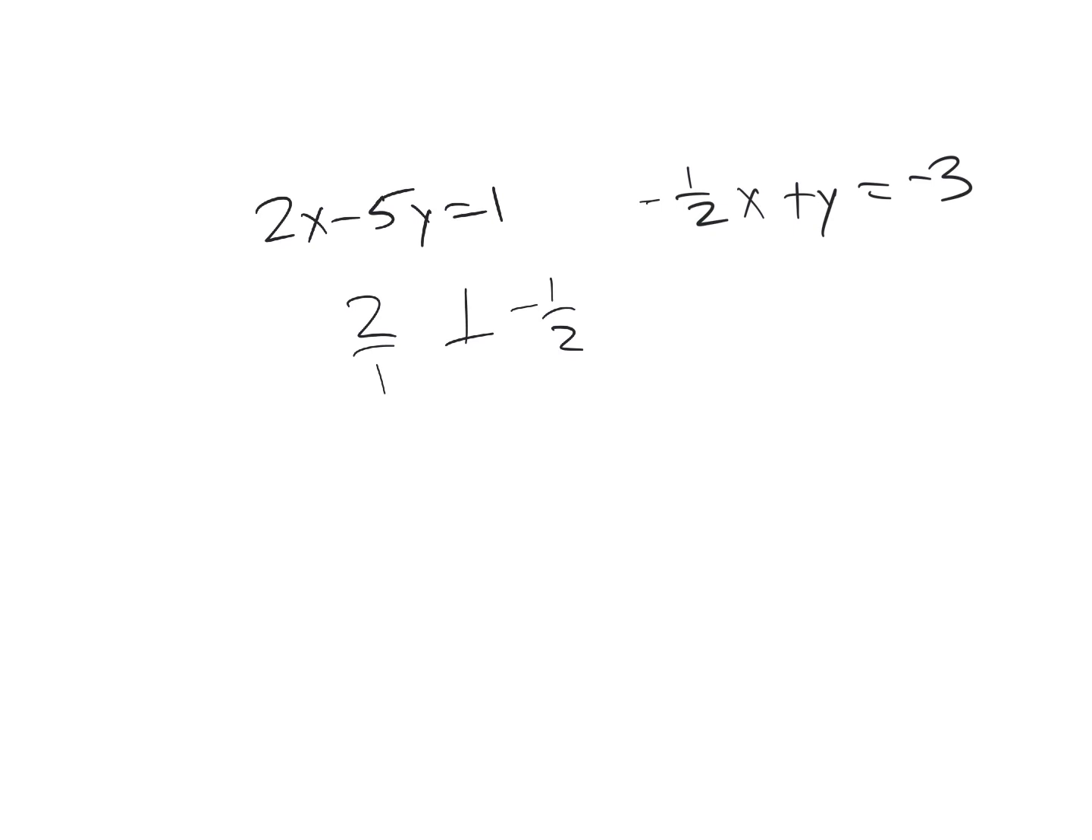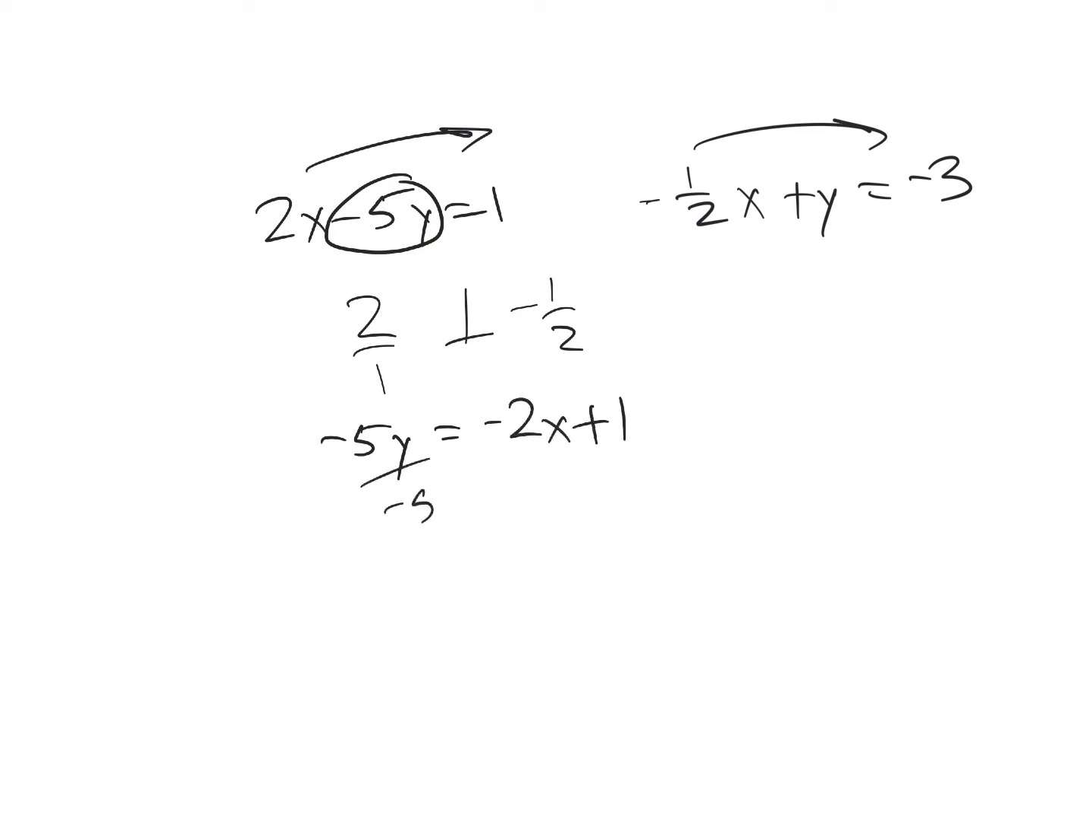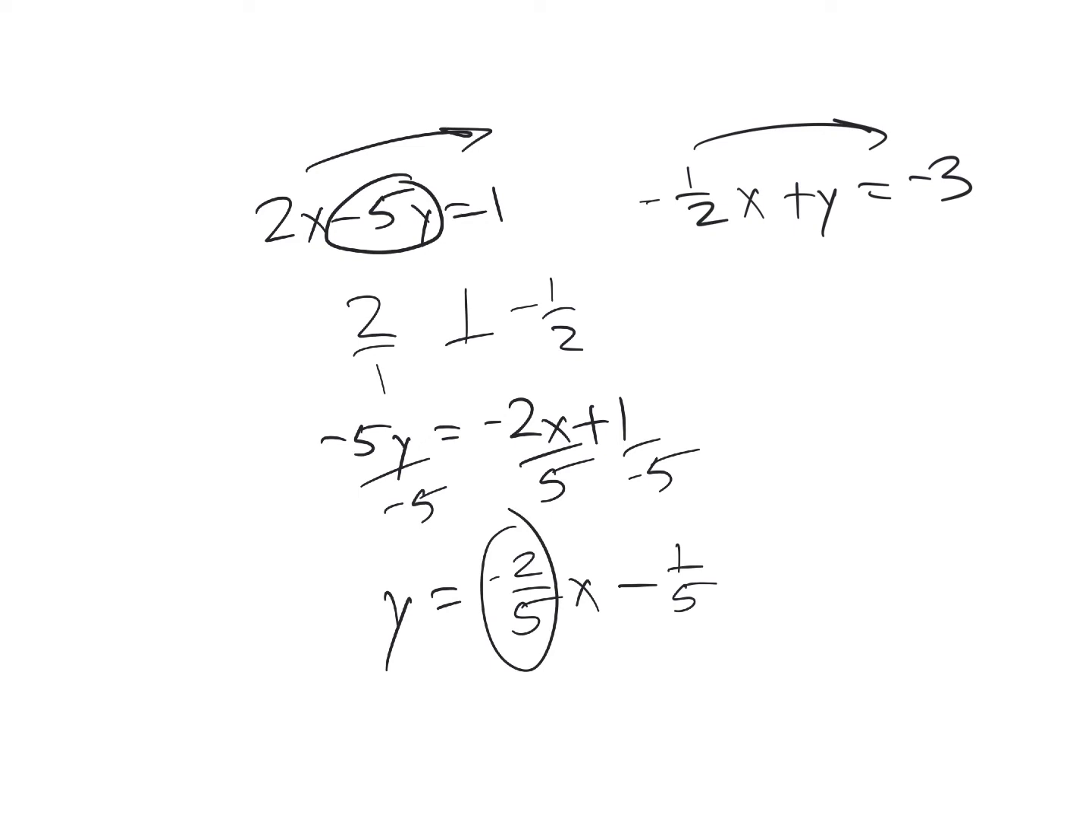Those are not your slopes because they are not in slope-intercept form. Slope-intercept form means you have to have y by itself. So you have to move these across the equal sign. So subtract 2x. Do not drop the subtraction sign. That becomes -5y equals -2x plus 1. Divide off the -5. You get y equals -2/5 x minus 1/5, or plus -1/5. So that slope is -2/5. So now do that to the next problem and answer.